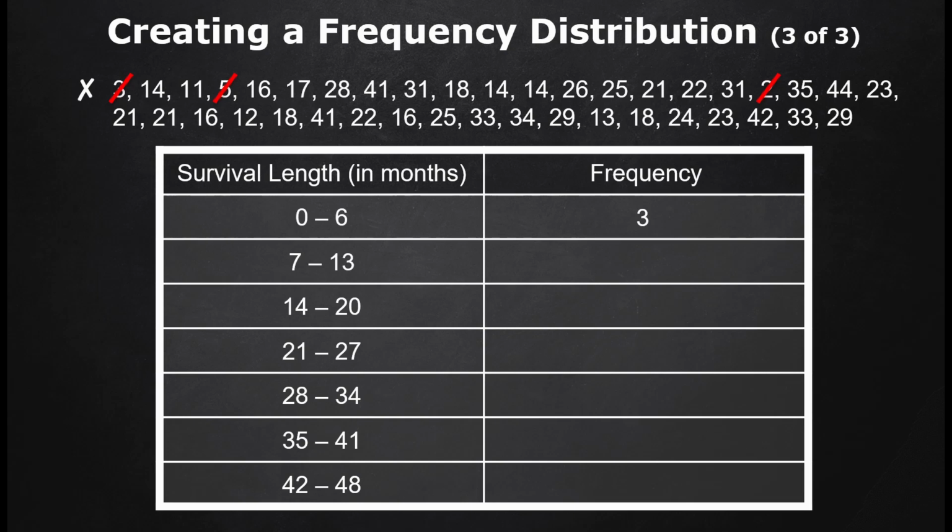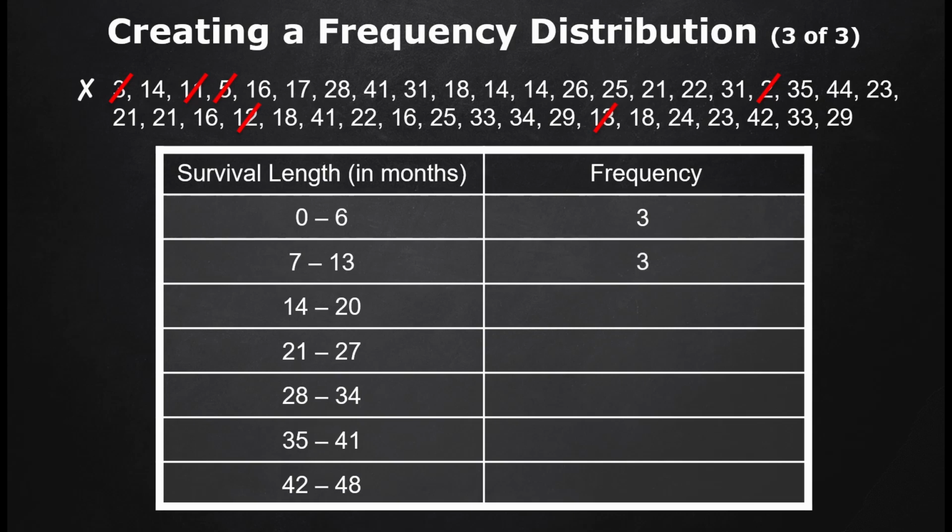We move on to the next one, 7 to 13. Right there near the beginning, 11 falls within 7 to 13. And so does that 12 and the 13. And that's it. No more values fall between 7 to 13. So that class has a frequency of 3 as well.